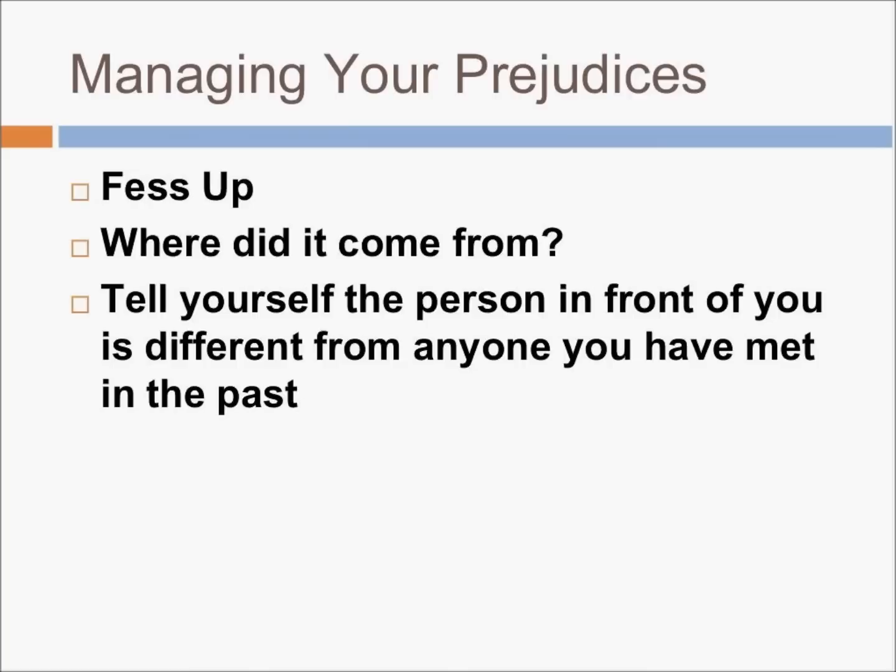So what do you do about that? The first thing is to fess up. What I mean is to be honest with yourself that there are certain groups of people whom you are uncomfortable with, whom you feel prejudiced towards. The next thing to do is to think, where did that prejudice come from? Was there somebody I ever knew in my past that reminds me of this person? Did my mother or my grandmother ever tell me something about these people? Did I see somebody on television that reminds me of this person?